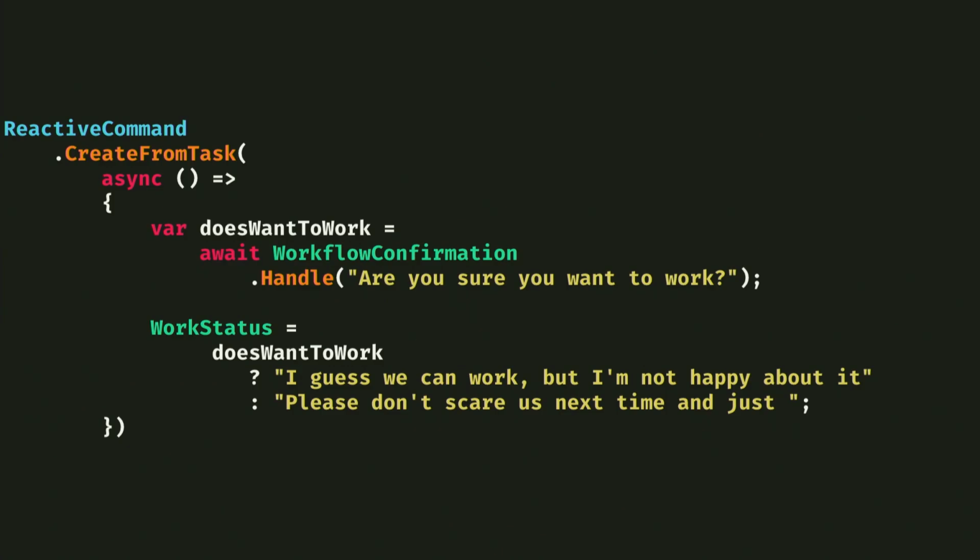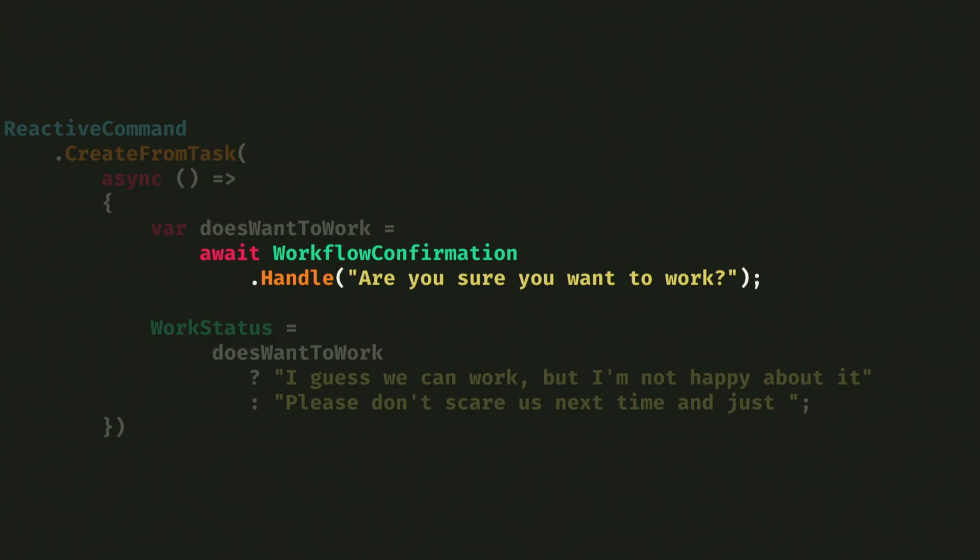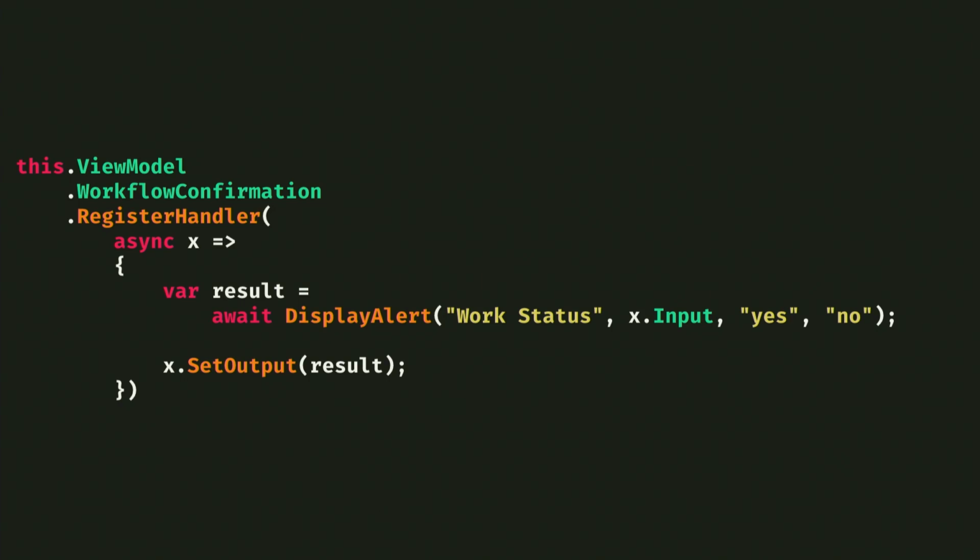And then inside of something like a command, like I said before, we could take our interaction and make a call to the handle method. And since this interaction is looking for a string value in, we could send a message to it like, are you sure you want to do work? And then over in our user interface, somewhere in our page, we could take our view model, listen for that interaction, and register a handler. And so whenever we call that handle call inside of our view model, this is going to fire off here. We could do whatever we need to do on a platform-specific or implementation-specific basis.